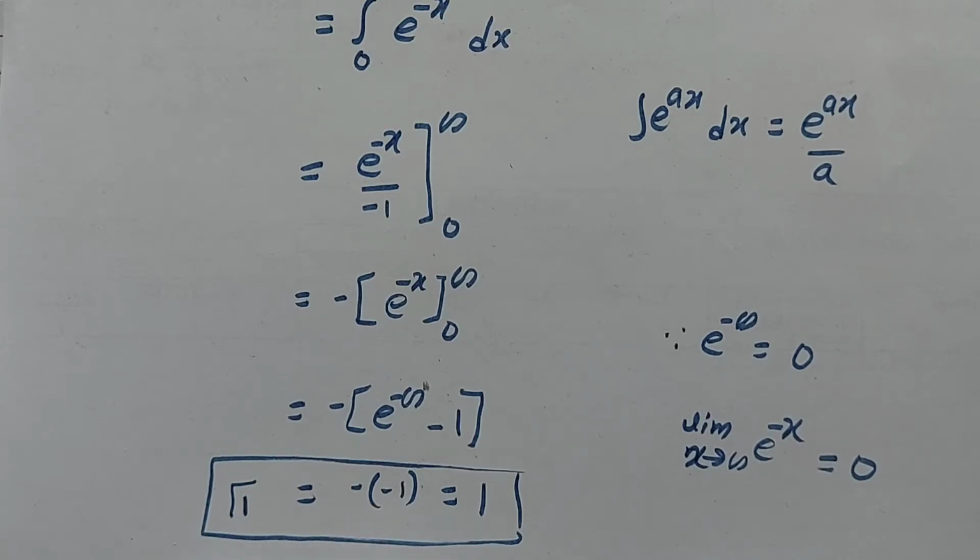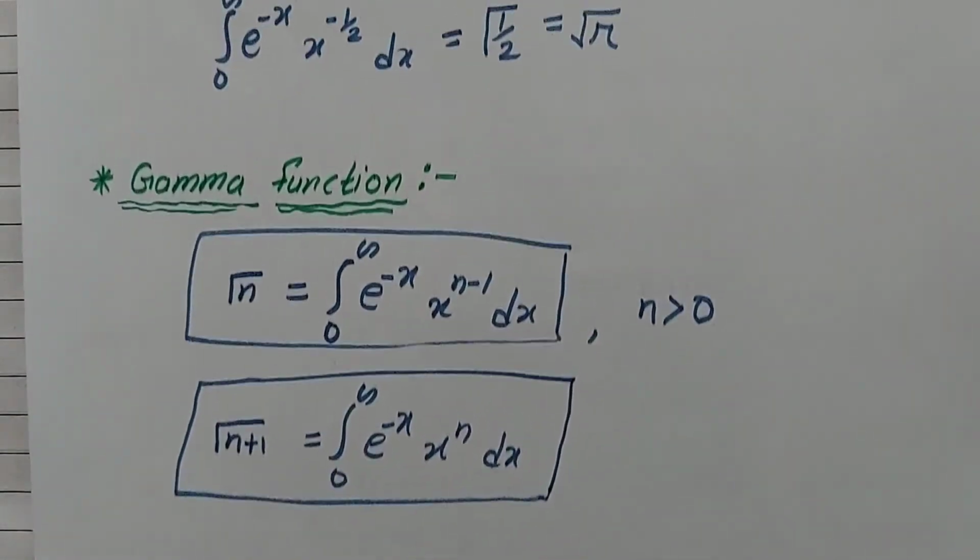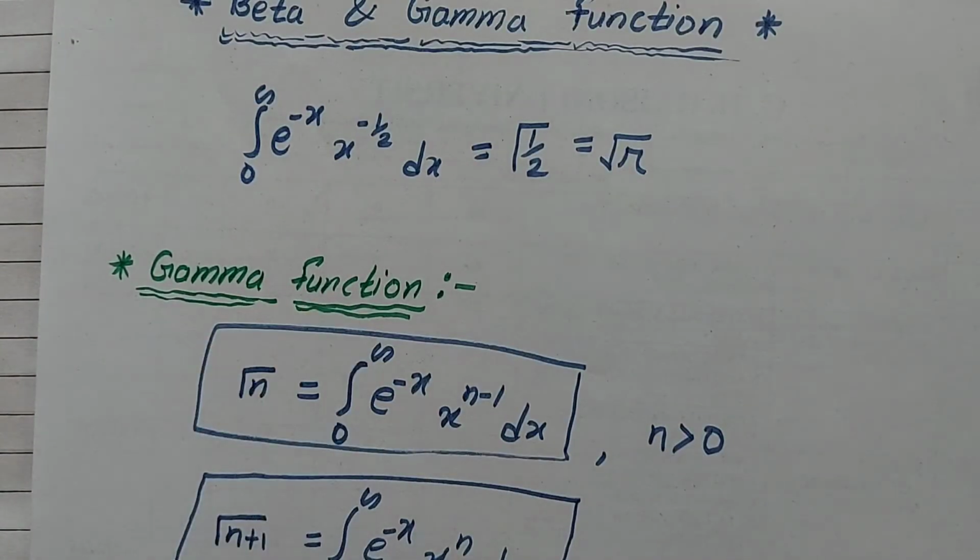So if in any example we get gamma of 1, then we directly put gamma 1 equal to 1. Same way, gamma of 1 by 2 is equal to under root of pi. Now to find the other values of gamma, that is gamma of 4, gamma of 5, for that we use the simple properties of gamma function. By using the properties, we will easily get the values of gamma terms. So one by one we discuss the properties.